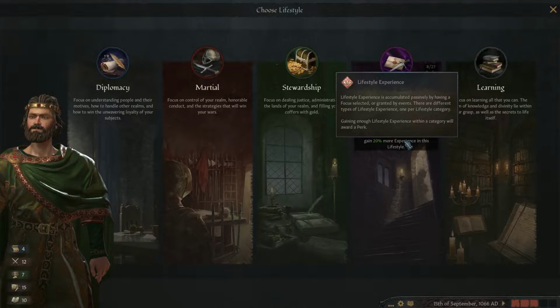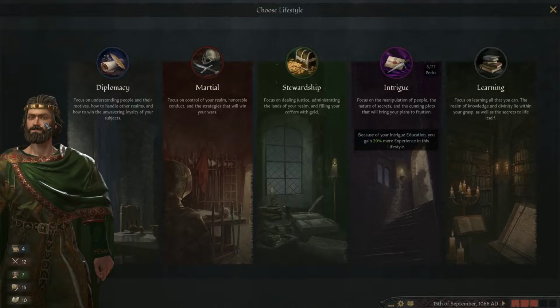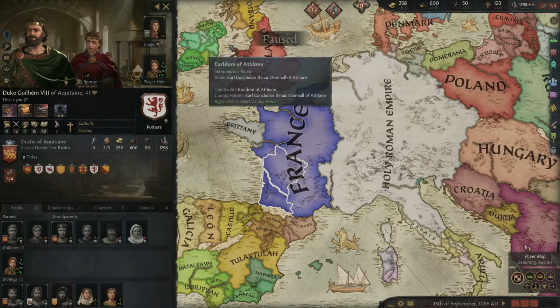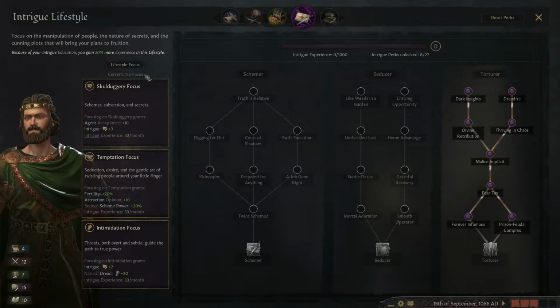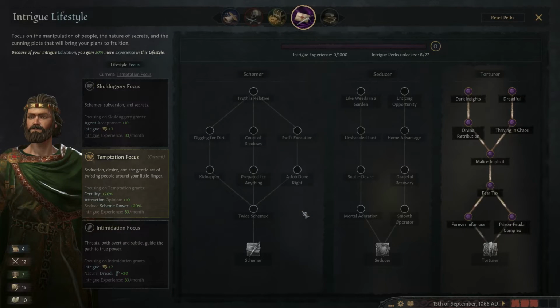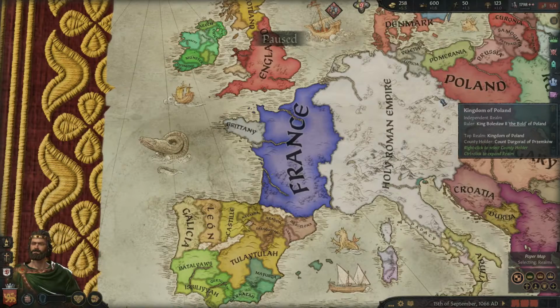Now because of my intrigue education, I get 20% bonus to intrigue. So if we go back to my character, this is my intrigue education. I would have got this when I was 16 years old, and you can see it gives me +4 intrigue, but also gives me monthly intrigue lifestyle experience. And if you click on this, it will basically give you access to a load of perks, and if you want to be this kind of character, this will let you be that character. For example, if I want to very much sweeten the deal with a lot of people and maybe try and go and seduce people, I'll take the temptation focus and then take the seducer tree. That's what I'll do. That's how my playthrough is going to go if I decided to.